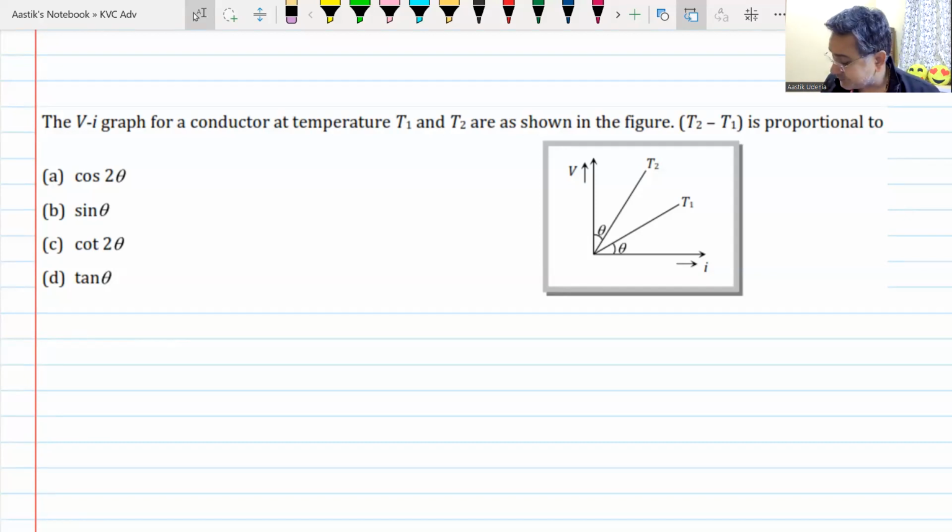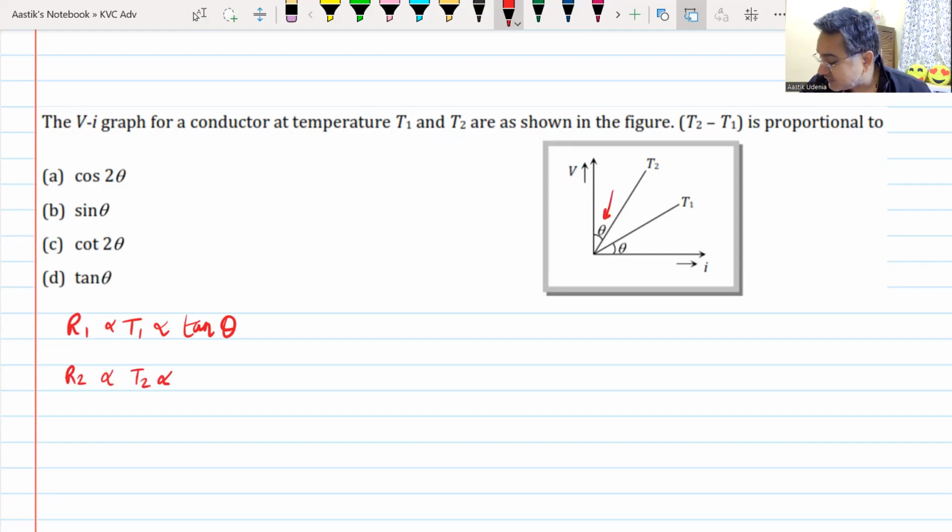Now this is a VI graph. And we know the slope of VI graph gives you resistance. And resistance is directly proportional to temperature. Yes or no? So resistance at temperature 1, R1, is proportional to T1, and that is proportional to tan of theta. Resistance R2 will be proportional to T2, and this angle is given as theta. So the angle with the x-axis is tan of 90 minus theta.